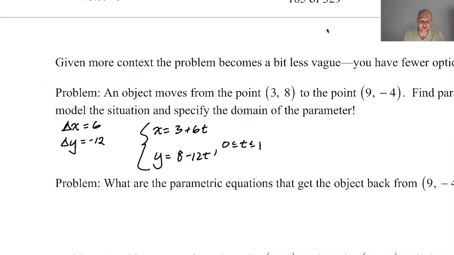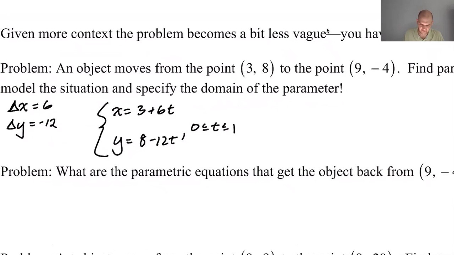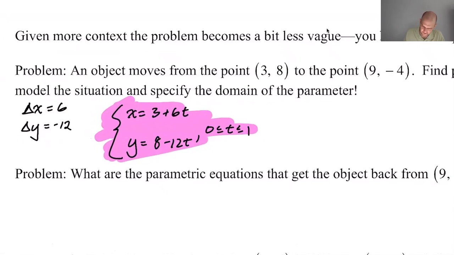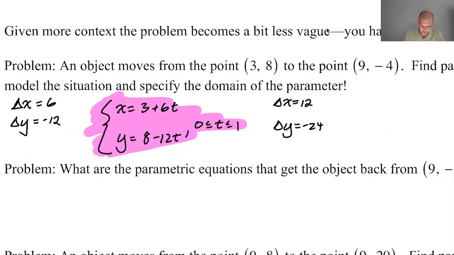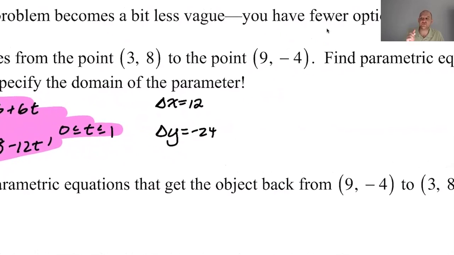I can start getting more creative, potentially. So this is the answer I'm going to go with, right? But I'm going to get a little more creative just to show you what can happen. What if you wanted to go faster? What if I say delta x is 12? So I double delta x, and delta y I have to double as well, so negative 24, just to keep the ratio the same, right? Delta y over delta x has to be negative 2. So I doubled delta x, and doing that means it should take half the time.